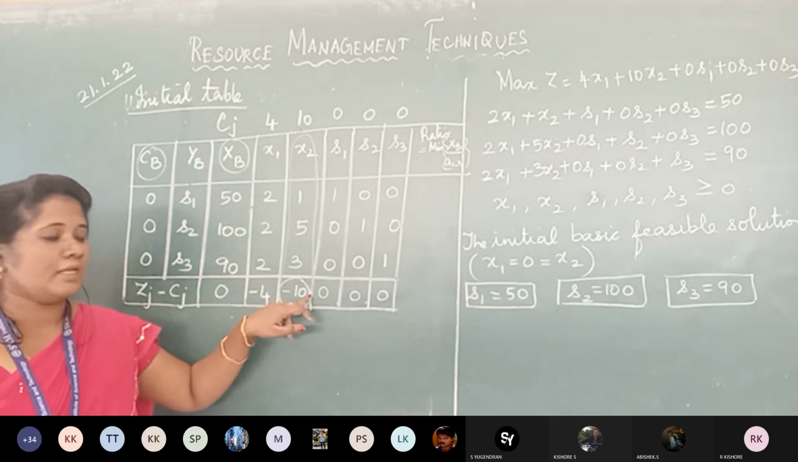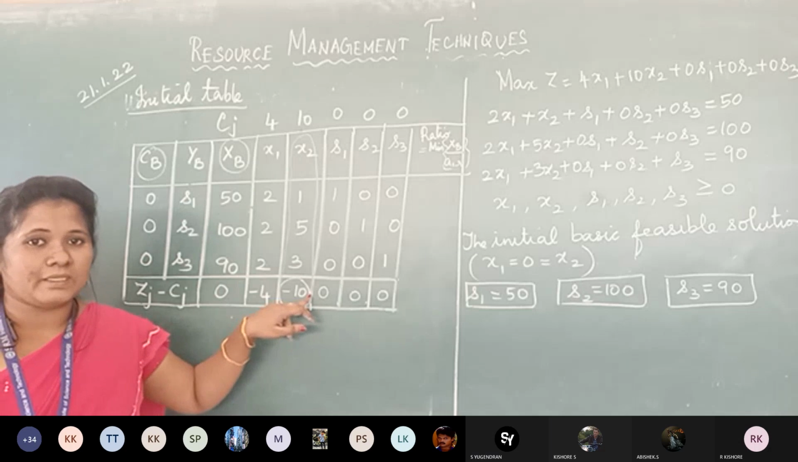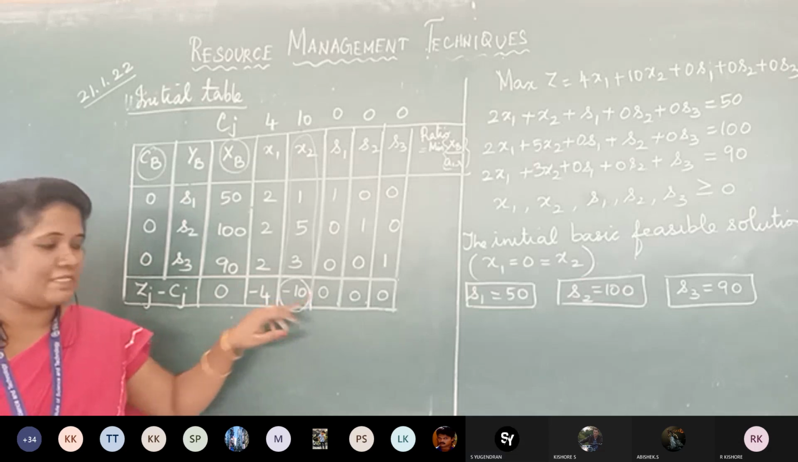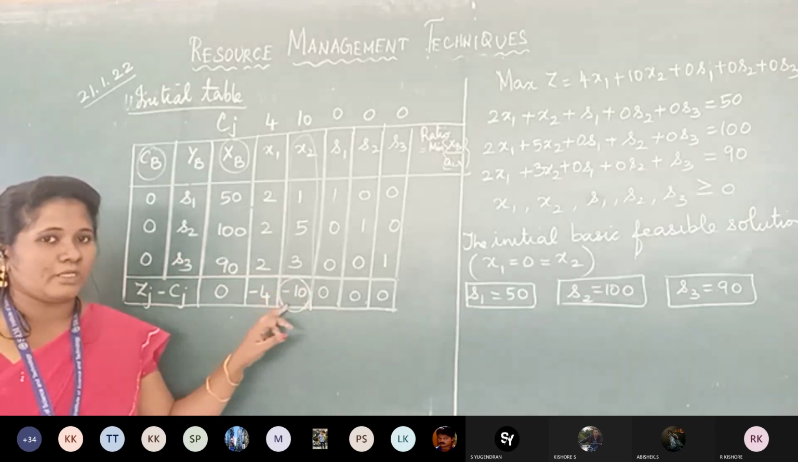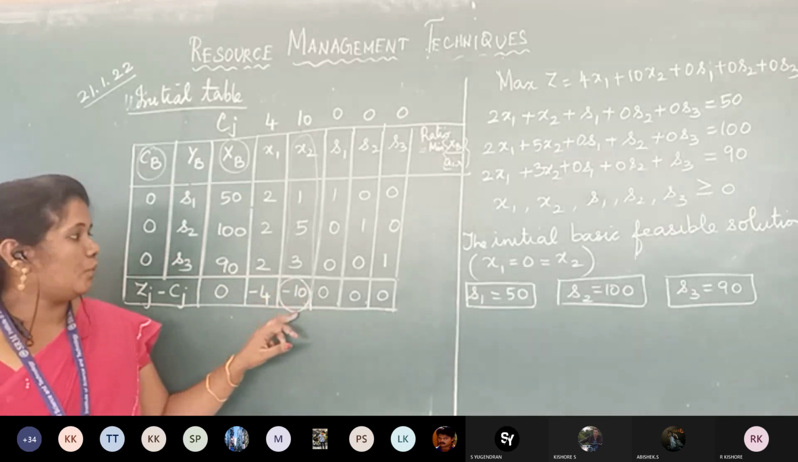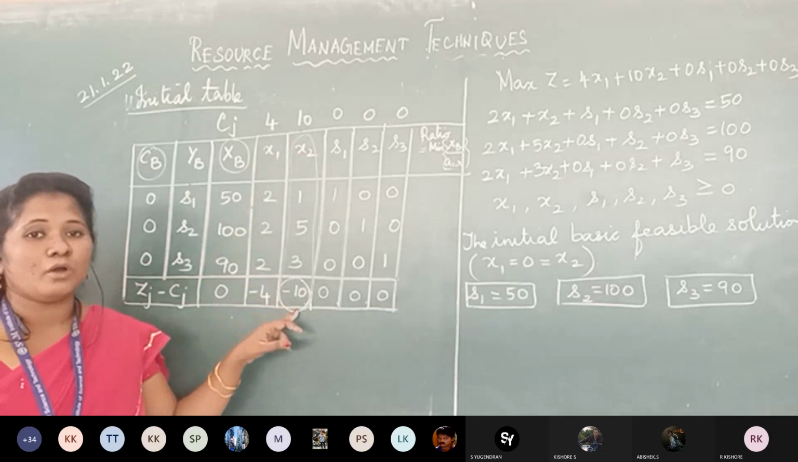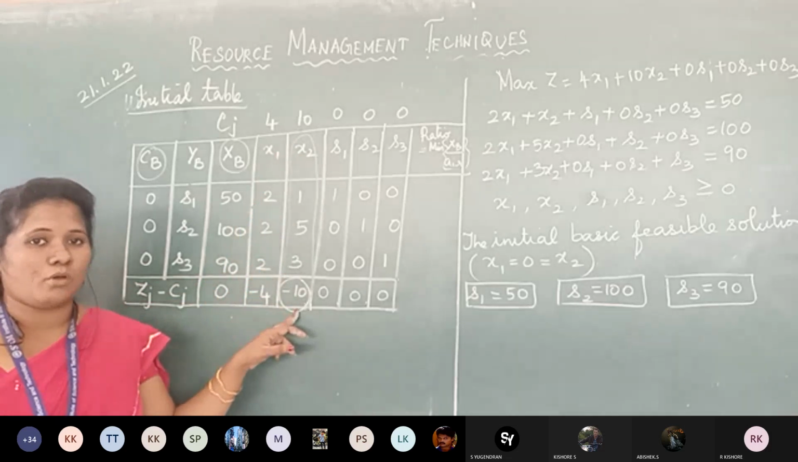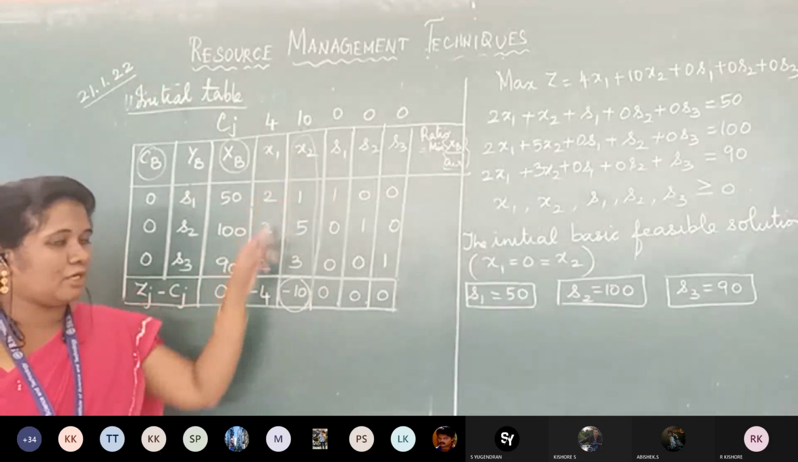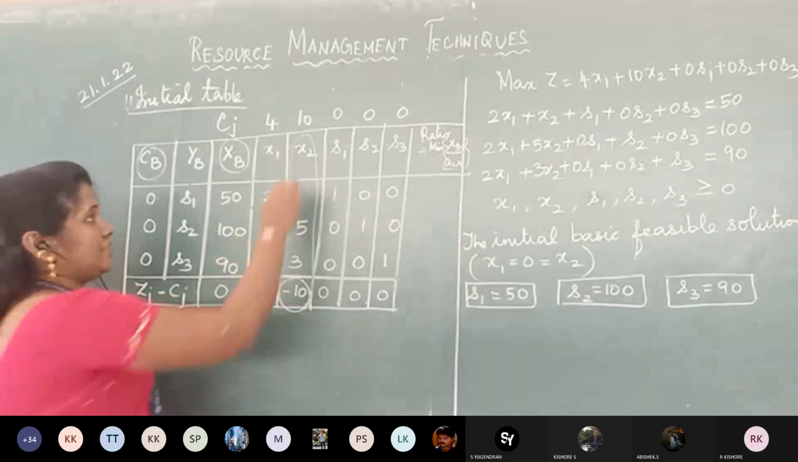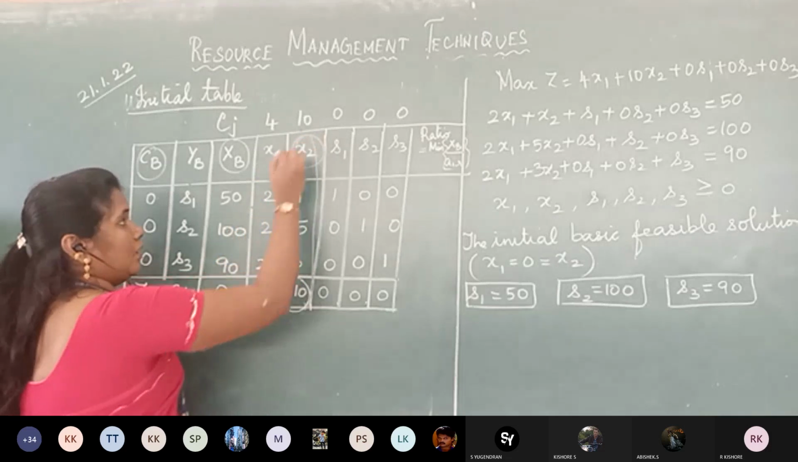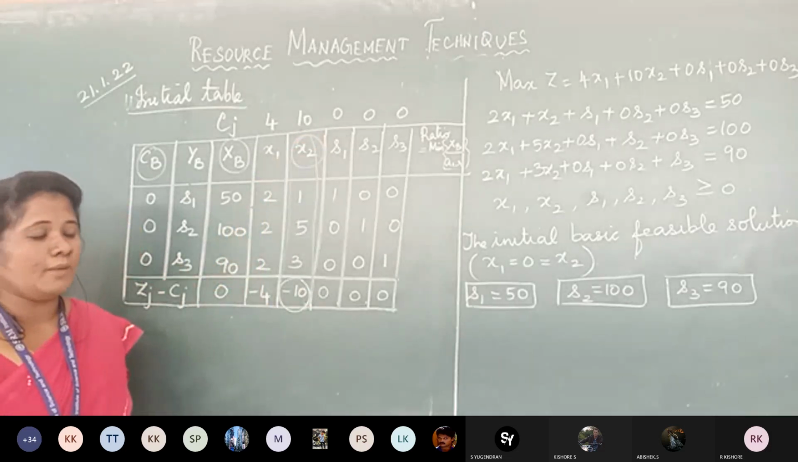Did you understand? Yes, ma'am. I will repeat it again. You have to see your most negative value in your Zj minus Cj. That most negative value's column will become your key column or pivot column, and this is your entering variable. This x2 will become the entering variable in your next table.